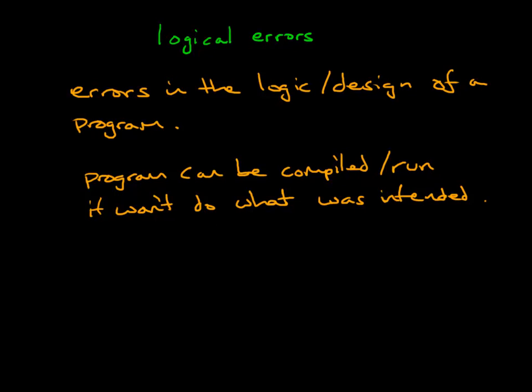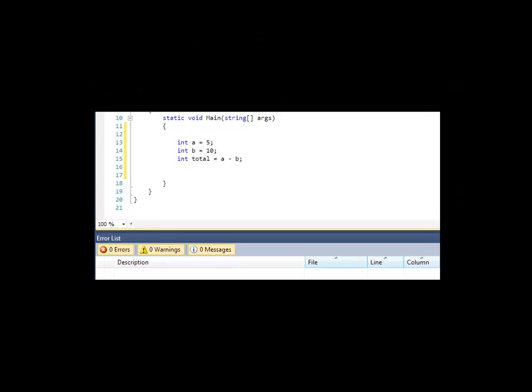So if we look at an example, then this will become really clear what I'm talking about. So let's say here I want to find the total of two numbers. So I've got two numbers. One of them is A, and that is 5, and another number B, which is 10. And I want to find the total of these two numbers. So I would expect that to be 5 plus 10, or I would expect it to be, therefore, 15.